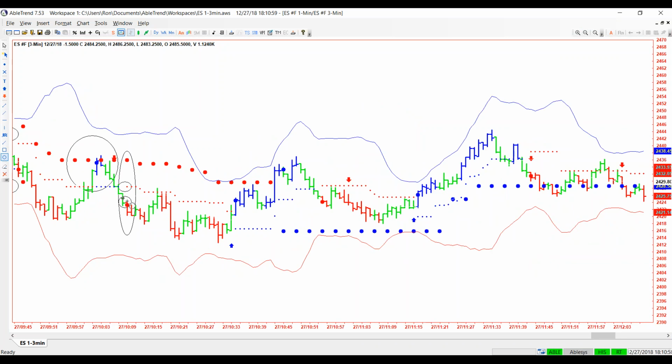We put our stop loss on the top of this red bar, and we were stopped out right there because it kind of floundered around, started to go down, then it popped up. We were stopped out on that trade right there. Okay, then we didn't get right back in again.